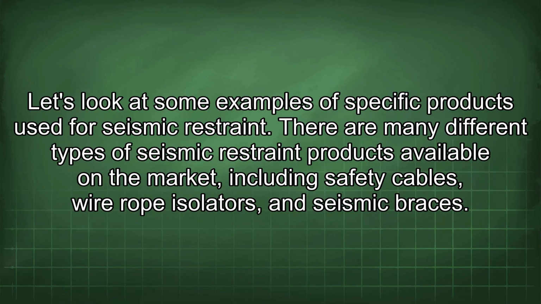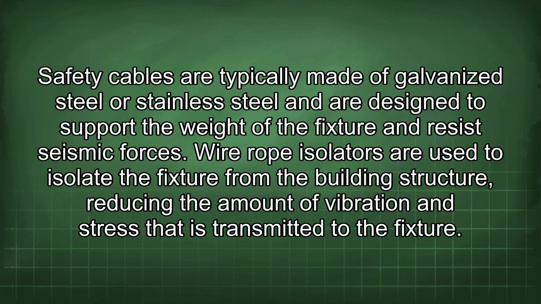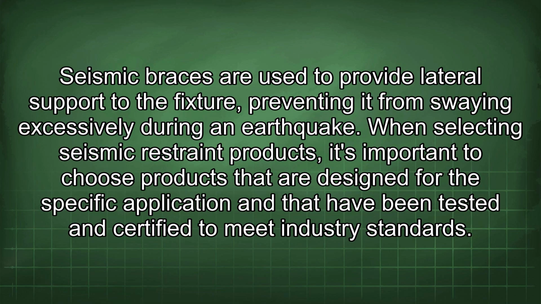Let's look at some examples of specific products used for seismic restraint. There are many different types of seismic restraint products available on the market, including safety cables, wire rope isolators, and seismic braces. Safety cables are typically made of galvanized steel or stainless steel and are designed to support the weight of the fixture and resist seismic forces. Wire rope isolators are used to isolate the fixture from the building structure, reducing the amount of vibration and stress that is transmitted to the fixture. Seismic braces are used to provide lateral support to the fixture, preventing it from swaying excessively during an earthquake.